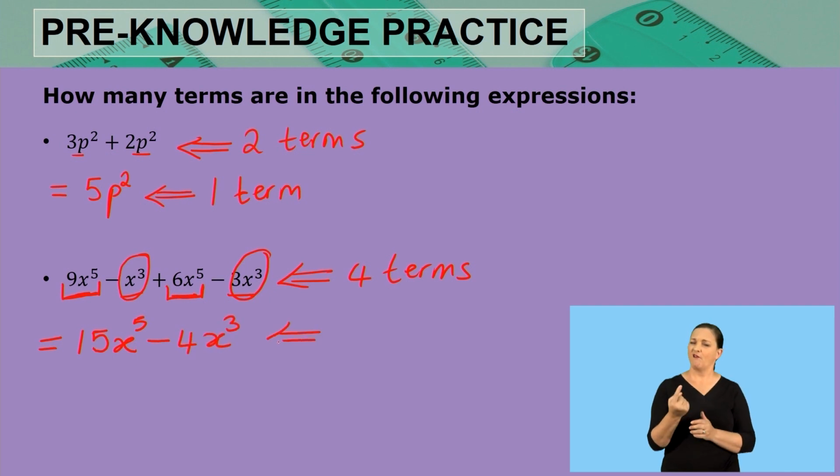And how many terms do we have here? We only have 1, 2, and those are 2 terms. Let's move on to multiplication by one digit number.